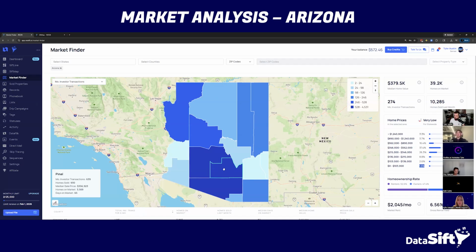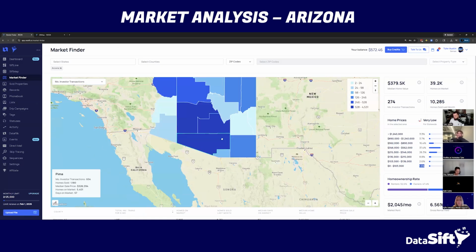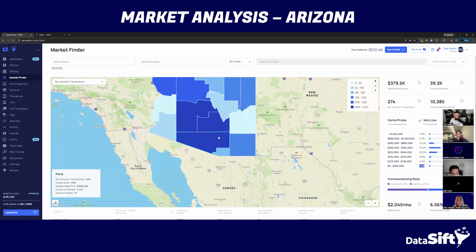Okay, so we're gonna go actually in Pima. I'm sorry, I misspoke. It's Pima, the bottom one. Yeah, even better. Okay. All right, so we got Pima.